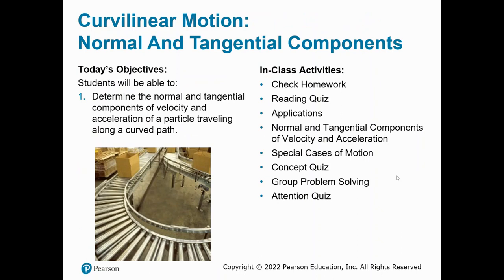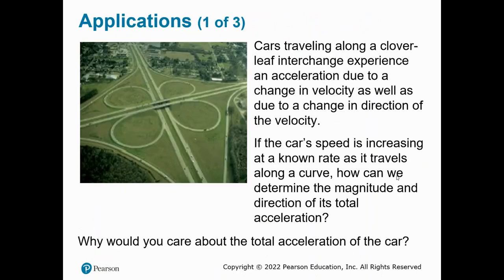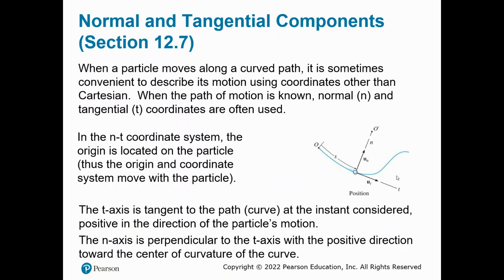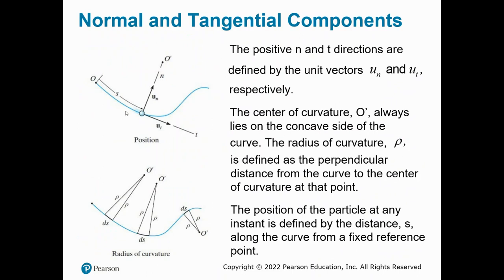Horizontal and vertical. But in curvilinear motion, a lot of times we break it into the normal direction and the tangent direction. So in the n direction, n stands for normal, and t stands for tangential. So two different coordinates are often used. And just keep in mind that the positive n and t directions are defined by the unit vectors un and ut.